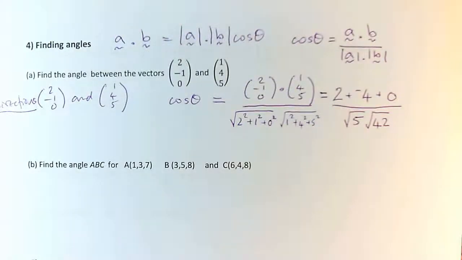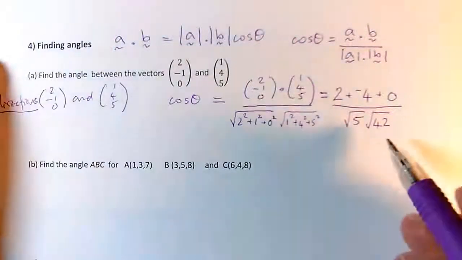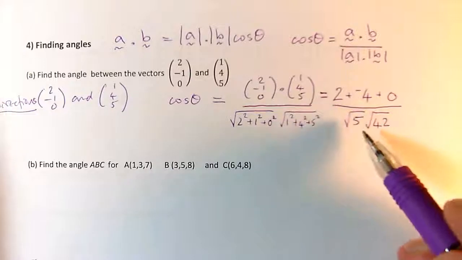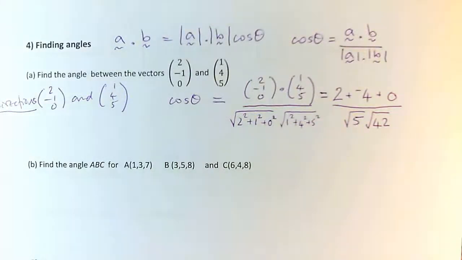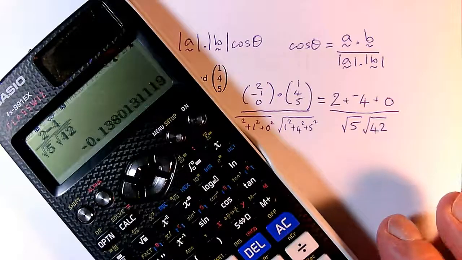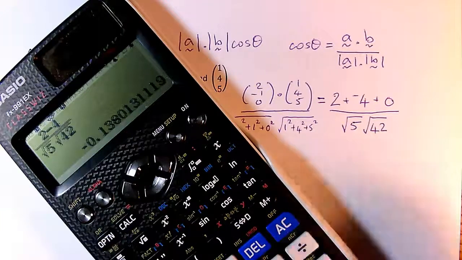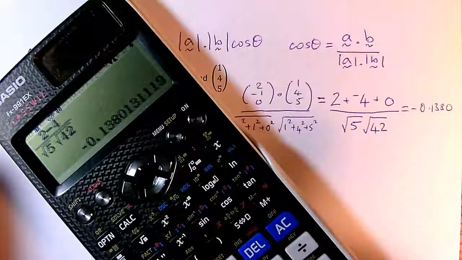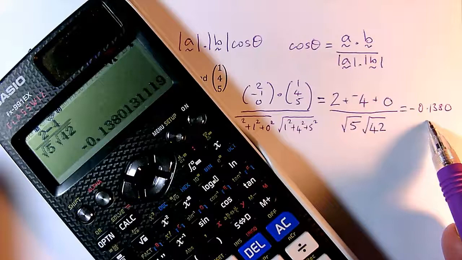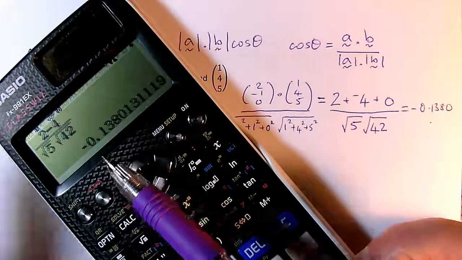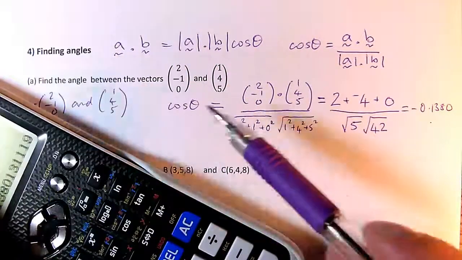Now in general, sometimes we have to work exactly with cos theta, so sometimes you keep this in surd form, but we can get away with just putting that onto the calculator. The calculator gives me that decimal. So cos of theta is minus 0.138. But that's cos of theta, remember? Cos of theta is all of this.